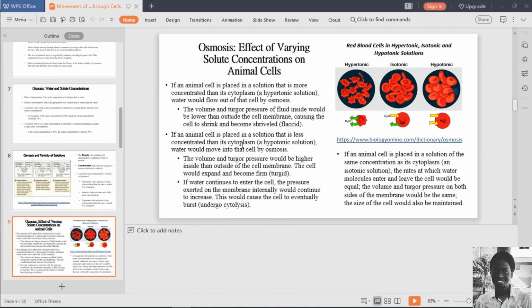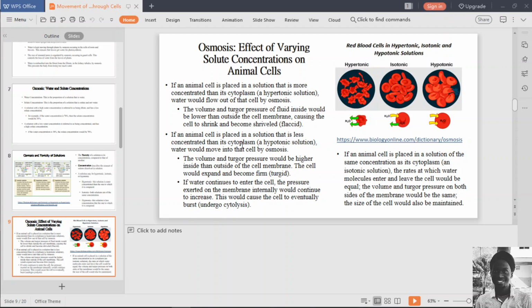However, if an animal cell is placed in a solution that is less concentrated than its cytoplasm, that is a hypotonic solution, water moves into the cell by osmosis. Okay, and this causes the volume and the turgor pressure to be higher inside than outside the cell membrane. Okay, as a result, the cell would expand and become firm or turgid.